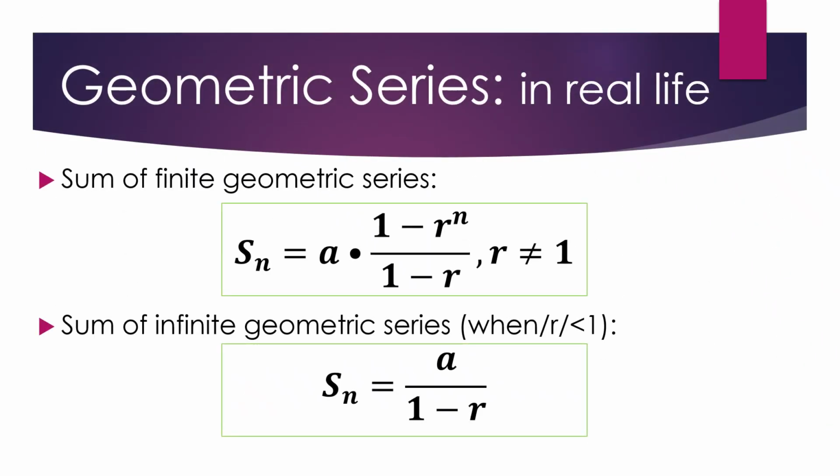So now, how about geometric series in real life situations? We have here two formulas, where the first one is the finite formula of geometric series. Same formula as earlier, wherein r must not be equal to 1. And we have the infinite geometric series formula, wherein the sum is equal to the first term divided by 1 minus the common ratio. Okay? So let's have an example.